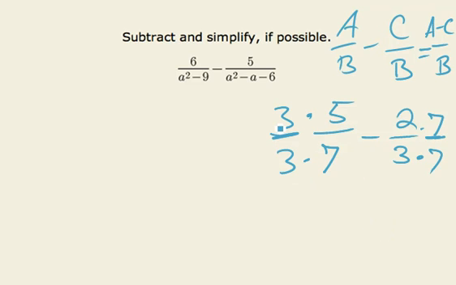When we do that, we have a 15 minus a 14, so a 1. So we could write this subtraction as 1/21. 3 times 7 is 21, right? So that's how we did it with numbers. We went ahead and found a common denominator, which in the case of two primes was just, multiply one by the other and the other by one.